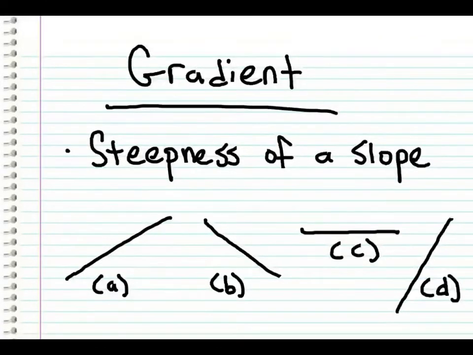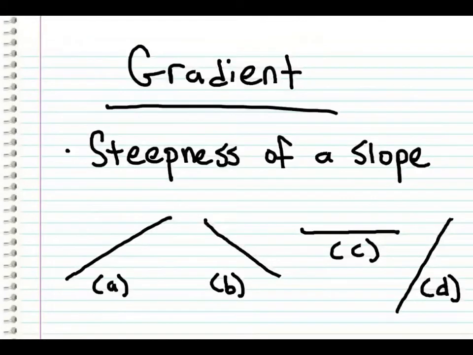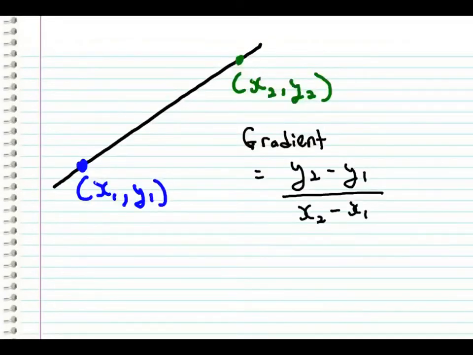Slope B has negative steepness. Slope C has 0 steepness. Slope D has a larger steepness compared to slope A. In general, to find the gradient of a line, we require 2 points and apply the following formula.